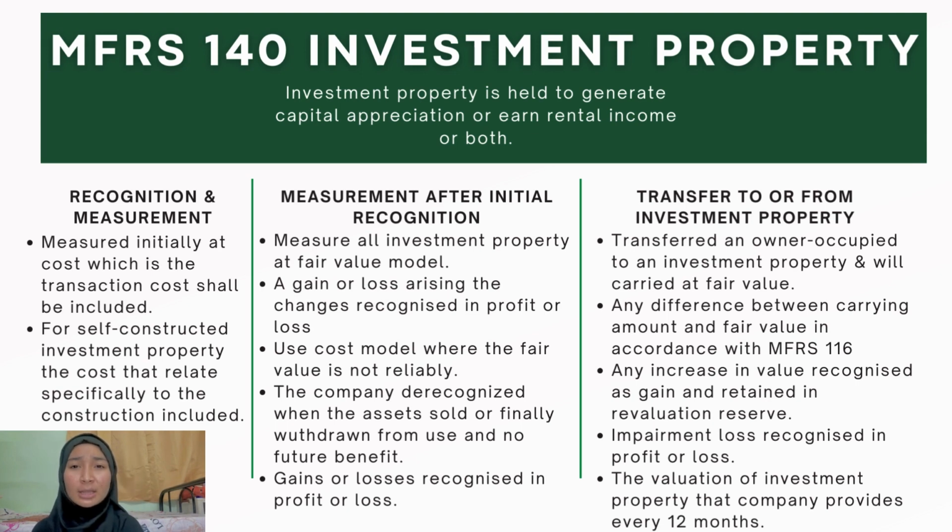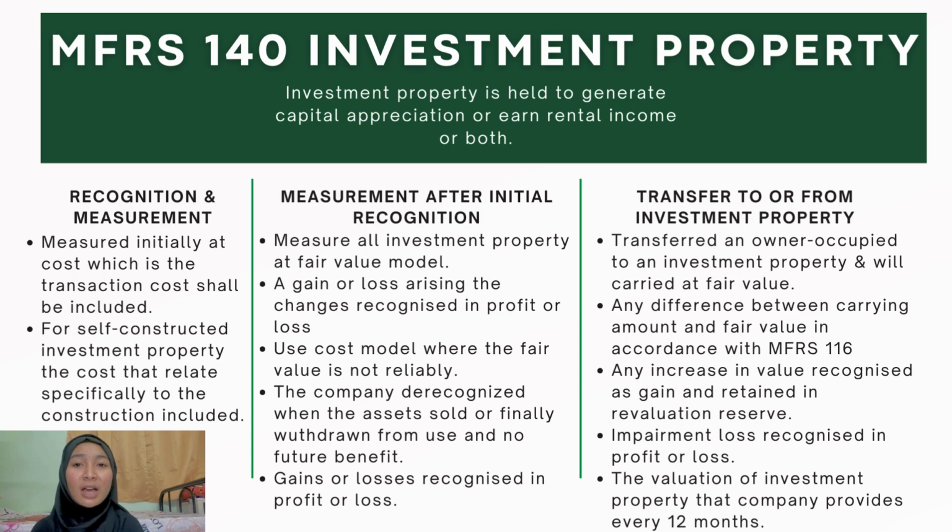Investment property is held to generate capital appreciation or earn rental income or both. First, recognition and measurement. JCB Nets Berhad measures the investment property initially at cost, which means the transaction cost should be included in the initial measurement. For example, for a self-constructed investment property, the company capitalizes all costs related specifically to the construction, such as cost of material and direct labor.